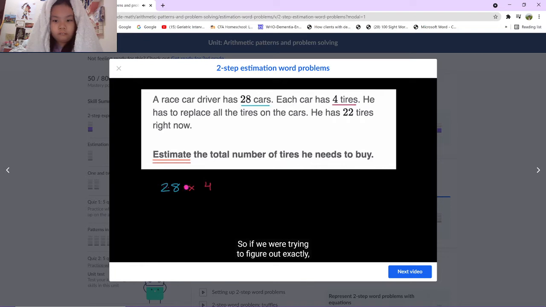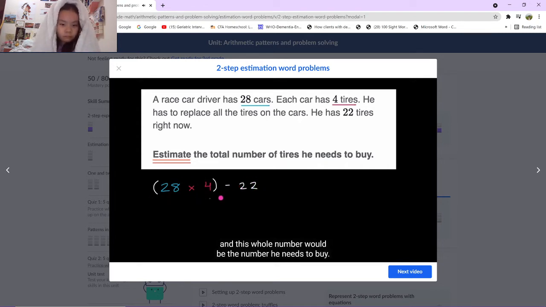So if we were trying to figure out exactly, we would say 28 times 4. That's how many he needs to replace. But he already has 22, so you subtract that out, and then this whole number would be the number he needs to buy. Now, this calculation isn't so easy to do, especially if you're doing it on a napkin or in your head, but that's why we're going to estimate.